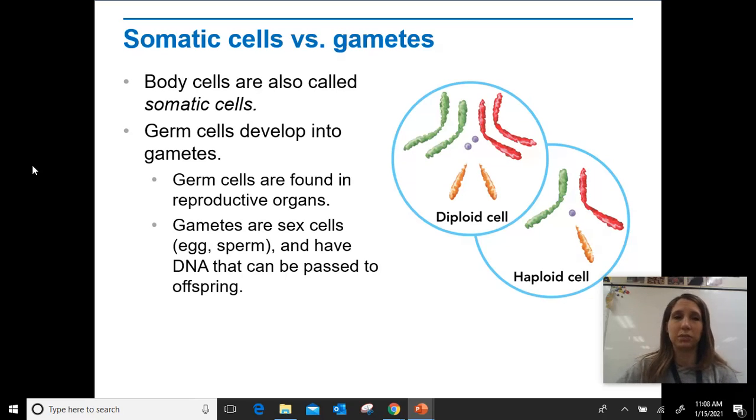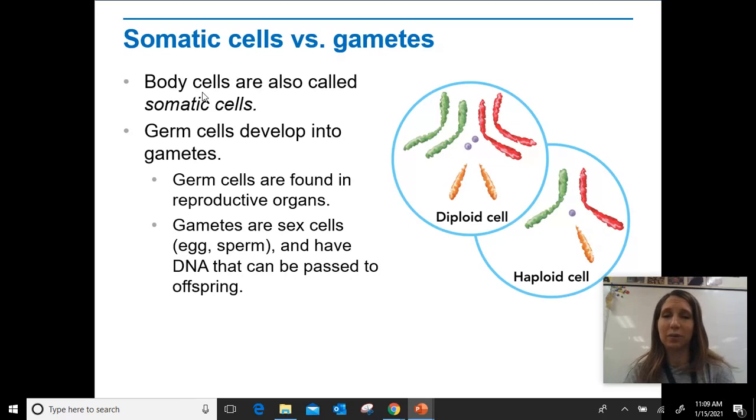So in addition to that, body cells are what we call somatic cells. This is going to be a new vocab term for most of us. And soma means body. That's where we get that root. And so anything in your body that contains those 46 chromosomes is what we would refer to as a somatic cell. So somatic cells come from mitosis and the normal cell cycle.